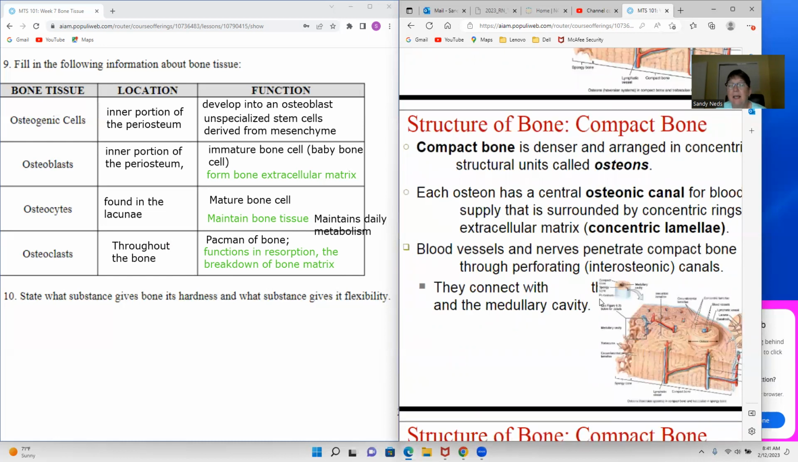We also said that there are blood vessels and nerves that penetrate through compact bone. We bring in the blood supply, nerve supply, and lymphatic vessels, and they connect from the periosteum all the way to the medullary cavity. So it goes all the way through. It starts at the periosteum and goes all the way through to the medullary cavity.